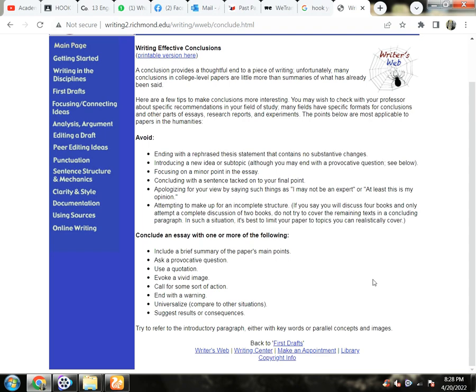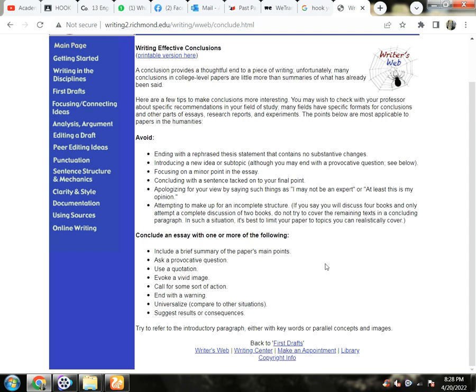Suggest results of consequences. You could also end on a cliffhanger. You're leaving this unfinished thought. You could also end with a twist. It's a story, and suddenly you write, and then I woke up. So the reader is reading the story, thinking that this happened to the character and so on, and then you're like, and then I woke up. So there could be a number of ways to close.